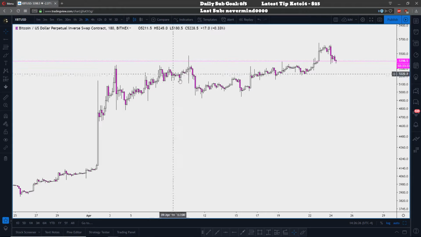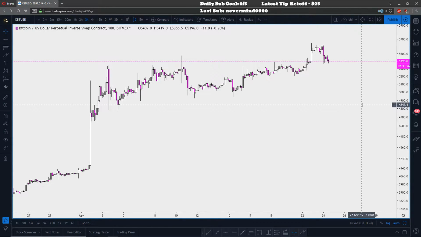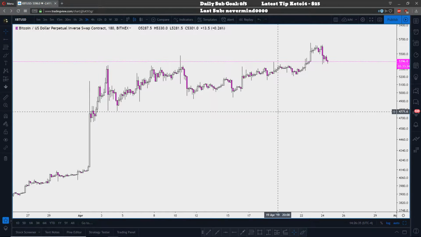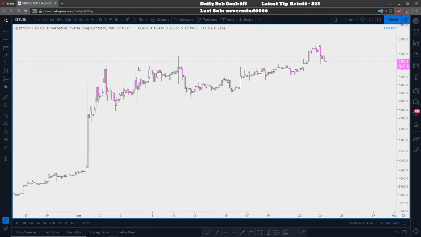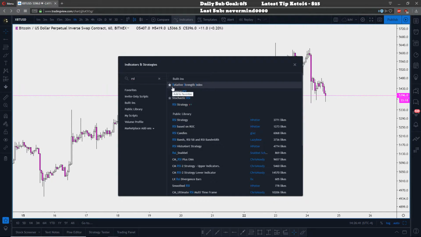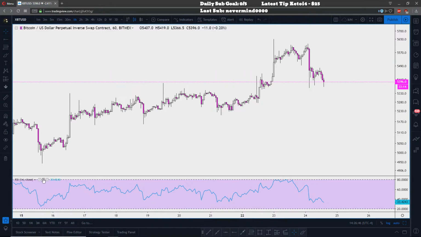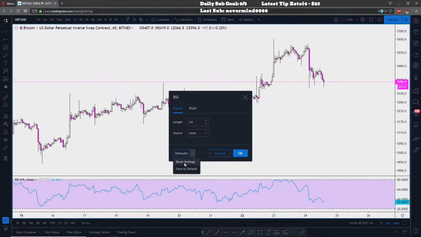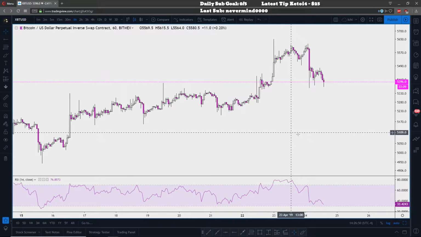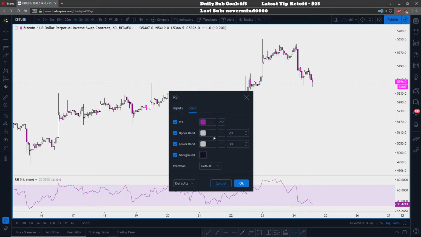That gave me an idea to make a video going over the common mistakes people make when they are trading RSI and MACD. I'm going to start off with RSI. Let's pull up RSI here. I'm going to be using the default settings so everybody can use the same thing. The default settings are 70-30, and those are the colors.